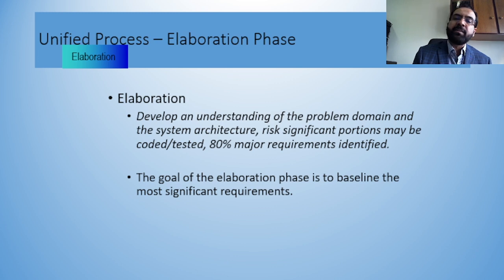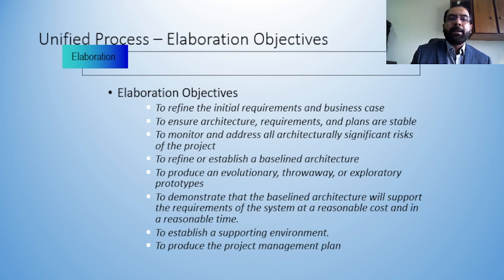The goal of the elaboration phase is to baseline the most significant requirements. Okay, the elaboration objective is already discussed. Refine the initial requirement and the business case, which were developed in the first phase. Ensure architecture requirements and plans, to refine and establish a baseline architecture, evolutionary, throwaway or exploratory prototype. If you are interested to use the prototype approach, you need to see what type of prototype you will opt for. To establish a supporting environment, produce the project management plan, and the baseline architecture for your product.